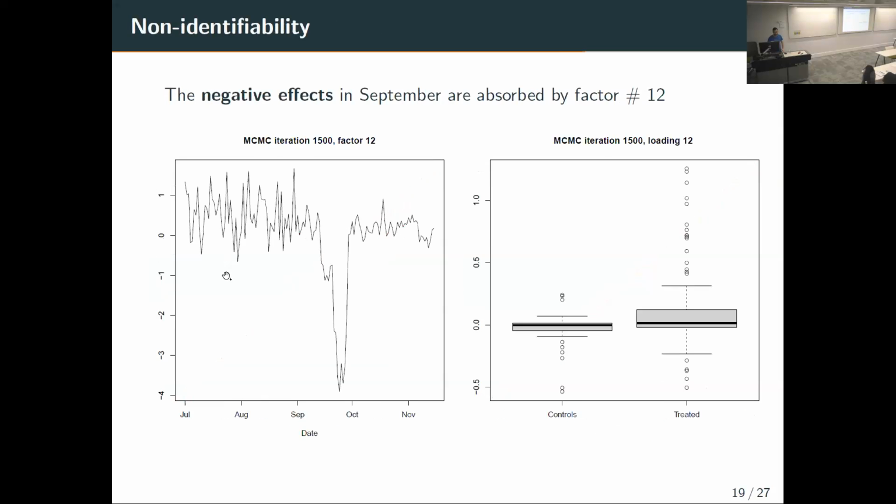So we go and check the output of the MCMC. Here I'm looking at the last iteration, at factor 12, and at the values of the loadings between treated and control units. And you see what has happened here, where I had a lot of negative effects, towards the end of September. The factor has taken this very big dip. I multiply this by a value that's very close to 0 for the control unit, so this effect disappears. But if I multiply for some of the treated units, the effect is absorbed by the systematic part. So instead of attributing it to the intervention, it's attributing it to just another temporal trend of the data.